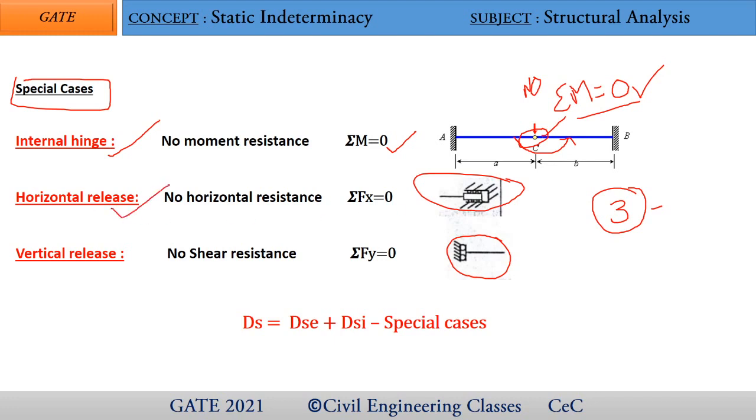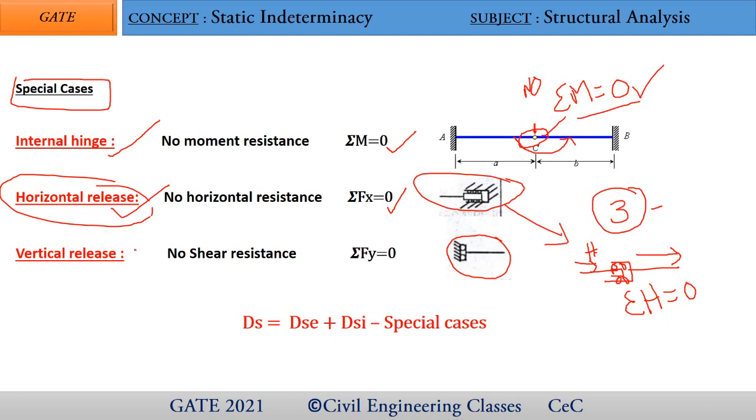Similarly, when there is a horizontal release support, you can see it here. Basically it can look like this. Suppose these two are the 2 members, and they are connected by one horizontal support, like this. It means that whatever horizontal force comes from this member will directly transfer to this member. So there is no reaction of the horizontal force, and here we can use sum of the horizontal forces equal to 0. This is the extra equation we add when there is a horizontal release support.